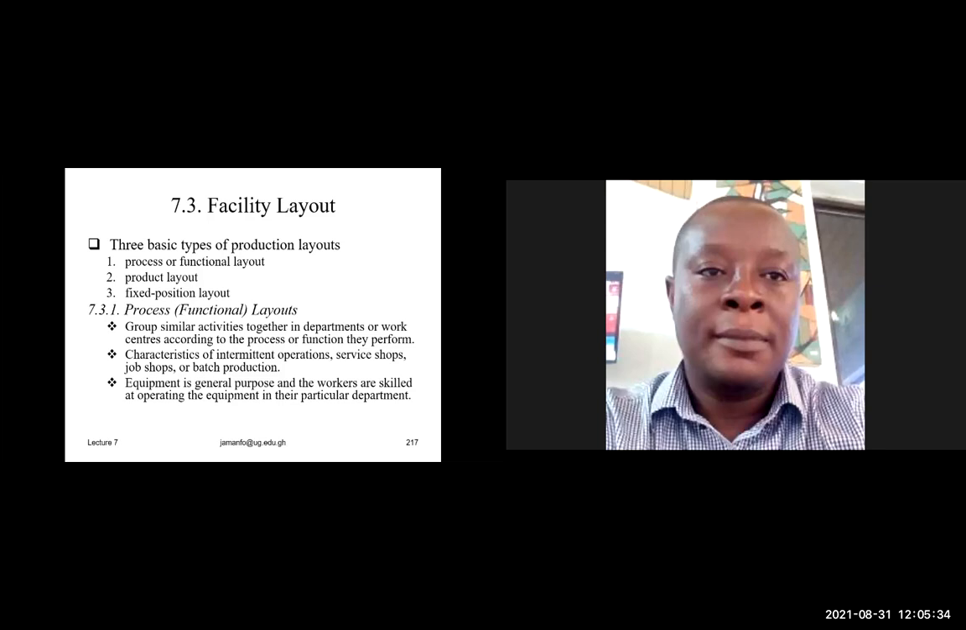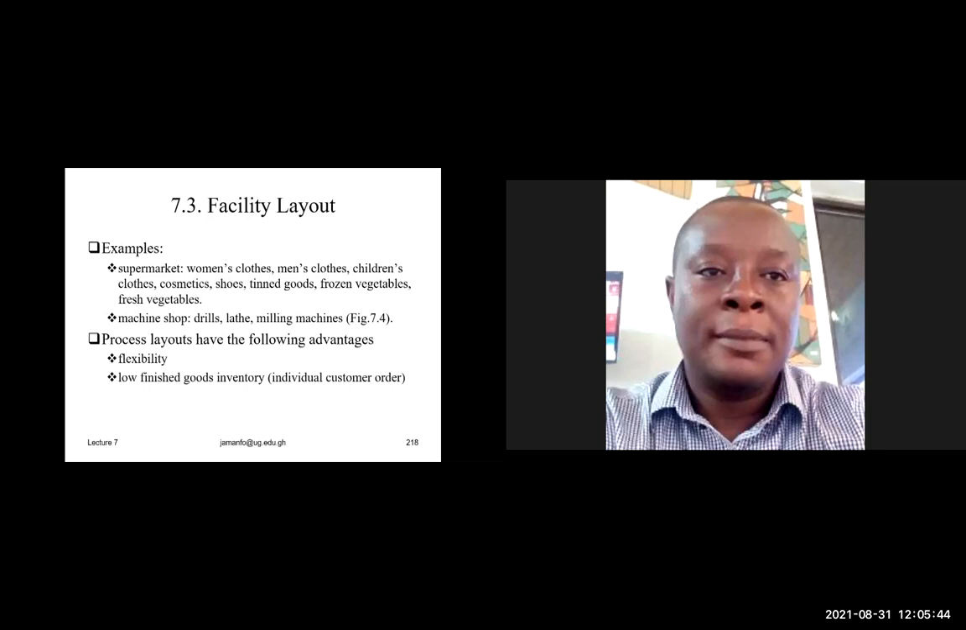Okay. And usually with functional layouts, equipment is general purpose and the workers are skilled at operating the equipment in their particular departments. Examples of these are supermarkets, where we have women's clothing section, men's clothing section, children's clothing section, cosmetics section, and the rest. Another example is machine shops.